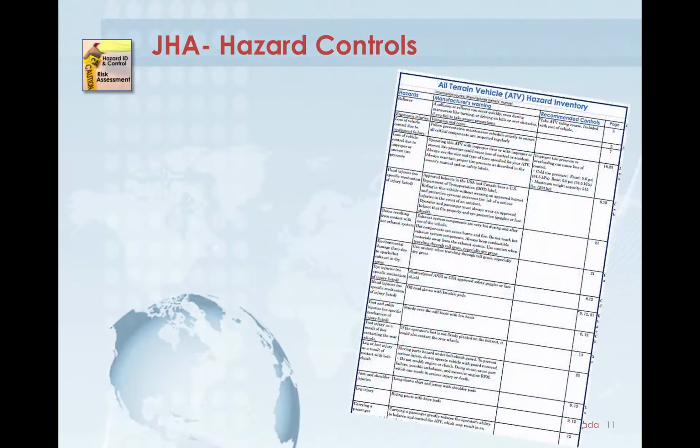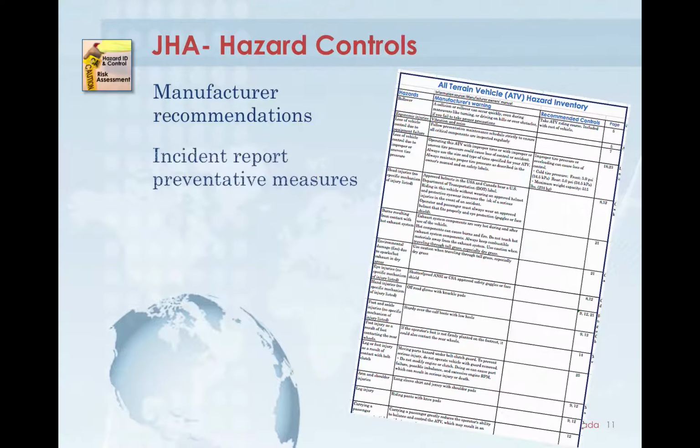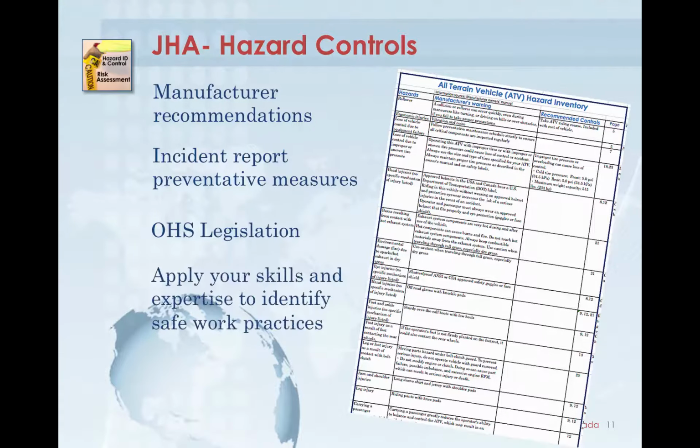On your hazard inventory list, you'll have a column for recommended hazard controls. Some of those controls may be listed by the manufacturer. Some can be found from incident report preventative measures recommendations, and some are in occupational health and safety legislation. Make sure to consider published information when identifying hazard controls. Work your way down the list with your team, applying your skills and expertise to identify the safe work practices that will either remove or reduce the hazards.